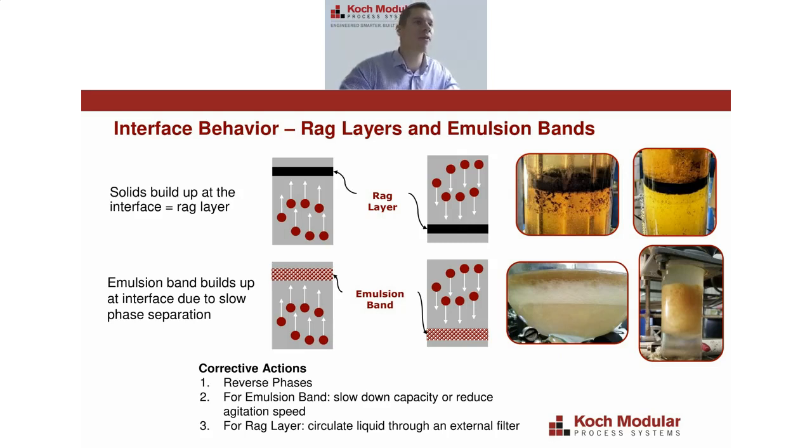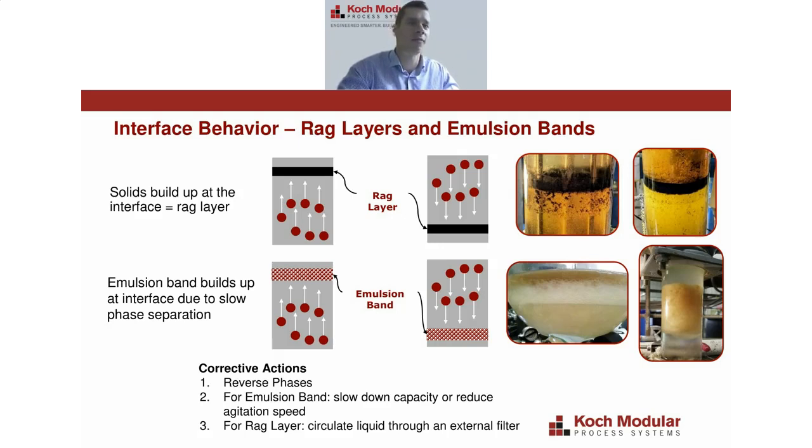So your dispersed phase is flowing up or flowing down to the interface, and it's taking a longer amount of time for those droplets to coalesce and come together and form a uniform liquid phase. And there's some pictures on the right. You can see in the upper right-hand side of the slide, those are two clear rag layers, where solid black material is building up at the interface. For the emulsion band, you'll see in the first picture, it's actually the bottom phase that's building up at the interface and taking time to come together and coalesce.